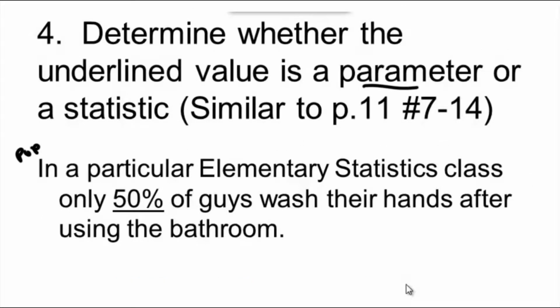Now let's look at the fourth one. Determine whether the underlined value is a parameter or a statistic. In a particular elementary statistics class, only 50% of guys wash their hands after using the bathroom. So they are taking the elementary statistics class as the whole thing, so it's a population. Since we are dealing with a population, it's a parameter.